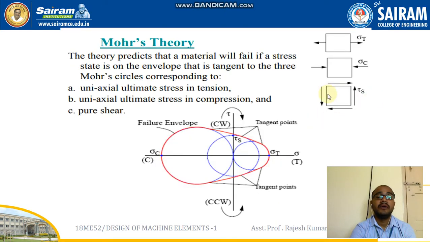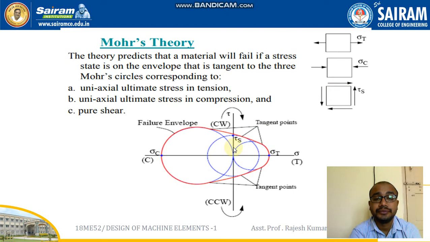Next we'll move to a very interesting and important theory, that is Mohr's theory. This theory predicts that a material will fail if its stress state is on the envelope that is tangent to the three Mohr circles corresponding to uniaxial ultimate stress in tension. This picture indicates that condition. The second one is uniaxial ultimate stress in compression. This indicates the compression picture. And the next one is nothing but pure shear. You can see the pure shear, where the stress is applied on the surface.